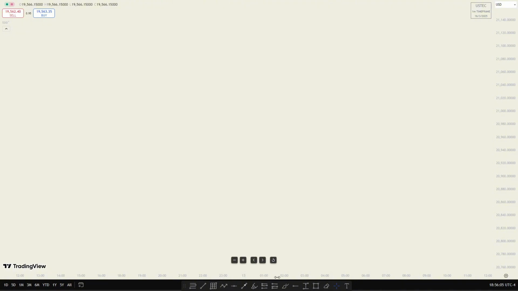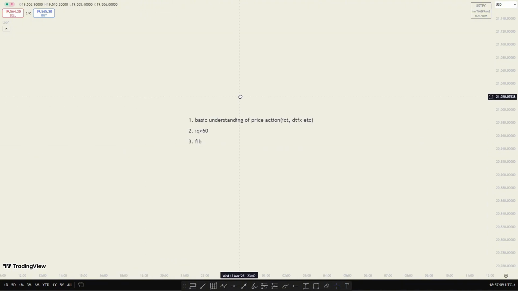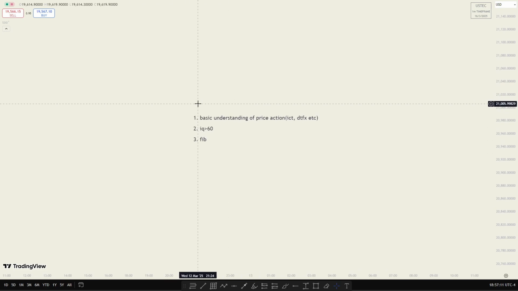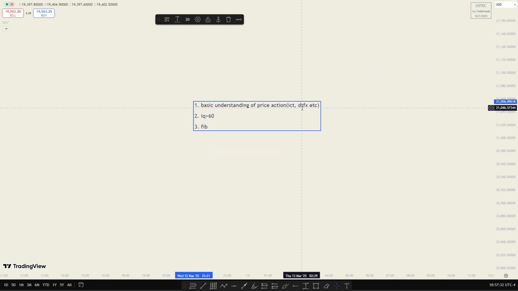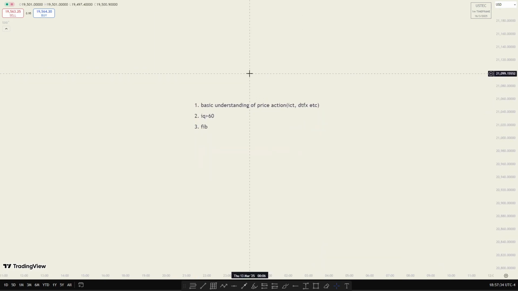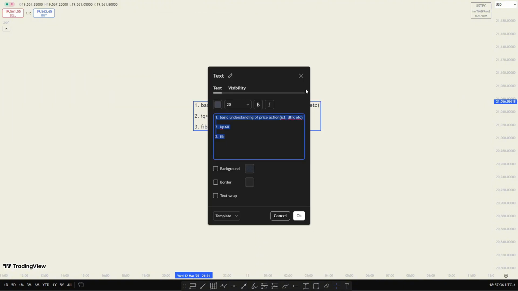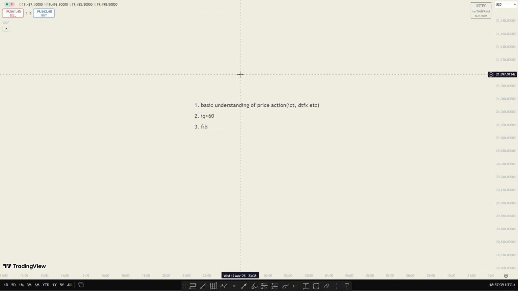And also, what are the requirements? The requirements are simple: a basic understanding of price action. What do I mean by that? You will have to understand how to get the right direction of the market, the overall direction, either bullish or bearish. People may use different techniques, ICT, DT FX, etc. We will stick to ICT, and DT FX is almost the same, no matter what the creator of DT FX is saying. It's basically the same thing.